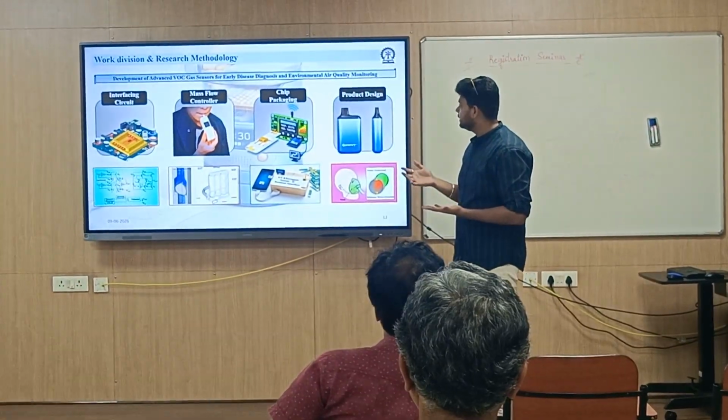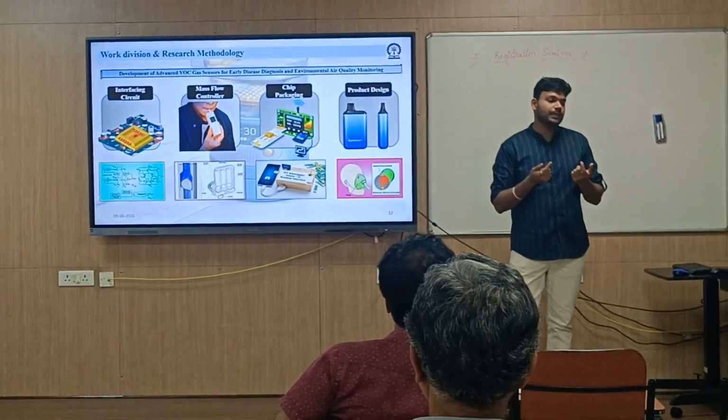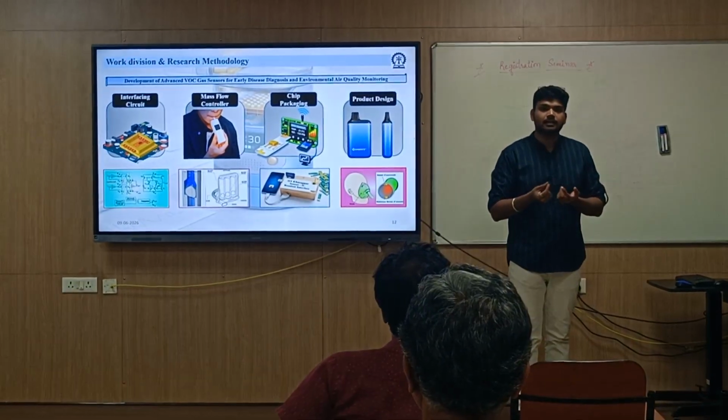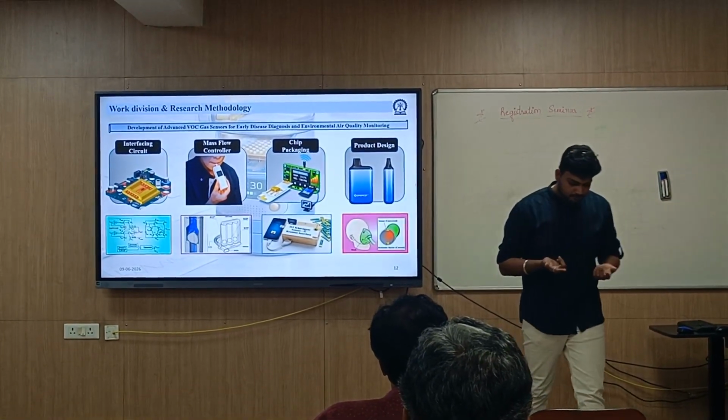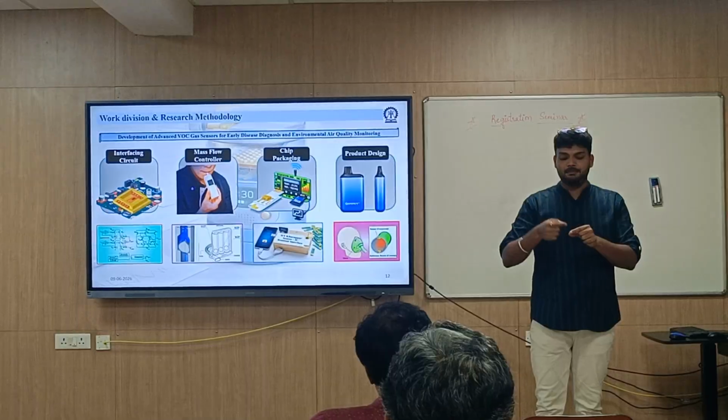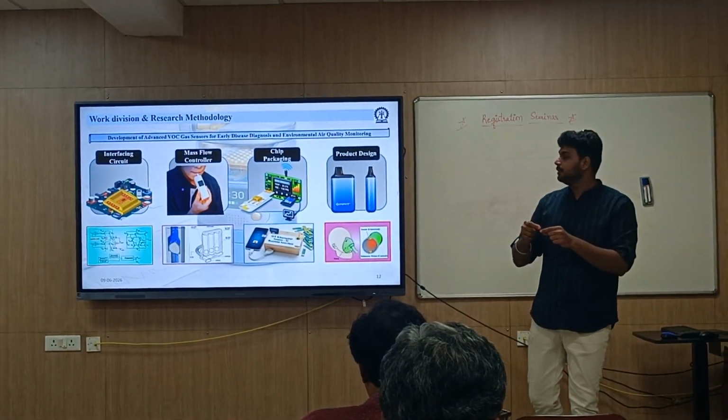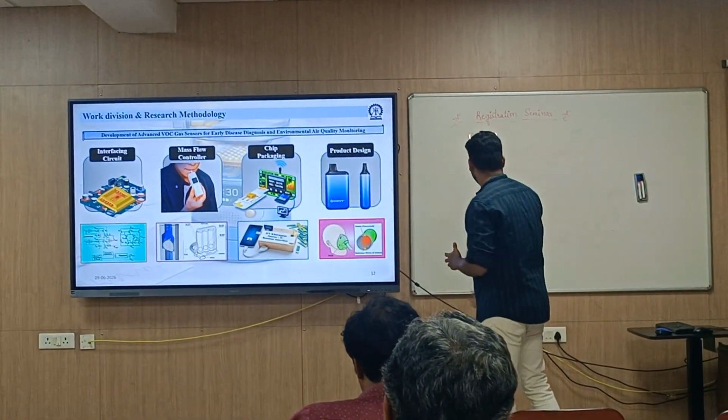Then chip packaging, just like how we do insulin checking or diabetes checking. We have a chip, we put the blood on it and check. And then product design.